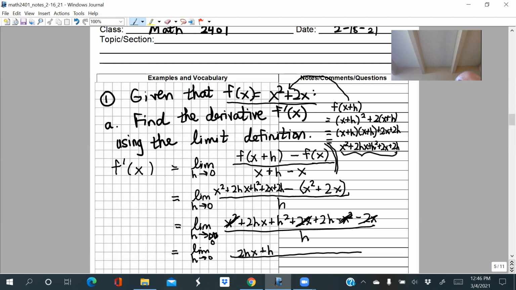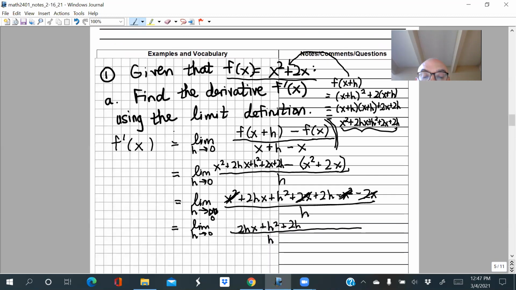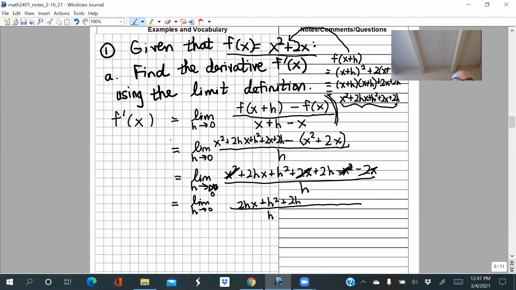2hx plus h squared plus 2h. Is that it? 2h squared plus h squared. Oh yeah, that's it. All of that divided by h. Let me scroll down a little bit. So Daniel, now help me again.